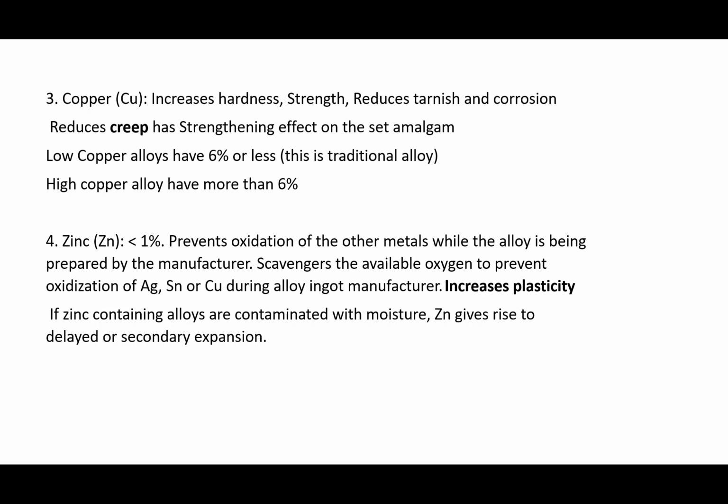Two types of alloy contain copper. Low copper alloy has 6% or less. This is the traditional alloy, the conventional alloy. This is not used anymore, and this is the cause of corrosion due to gamma 2. High copper alloy has improved amalgam properties. High copper alloy contains copper more than 6%, 12 to 30%, and reduces or eliminates gamma 2.